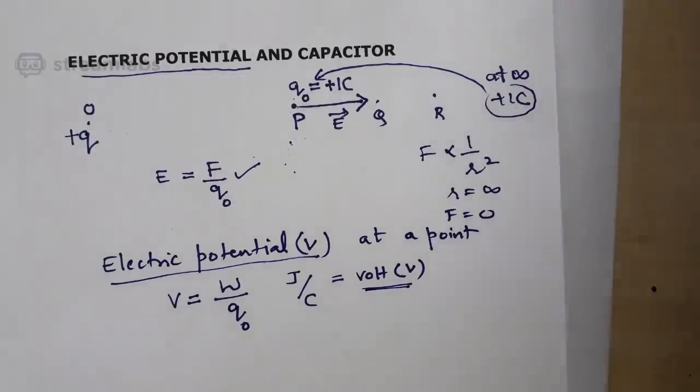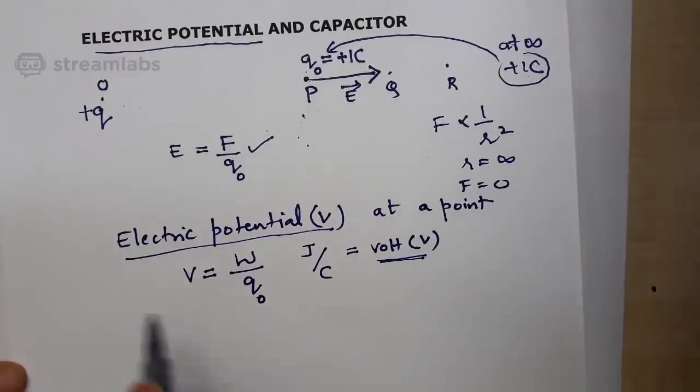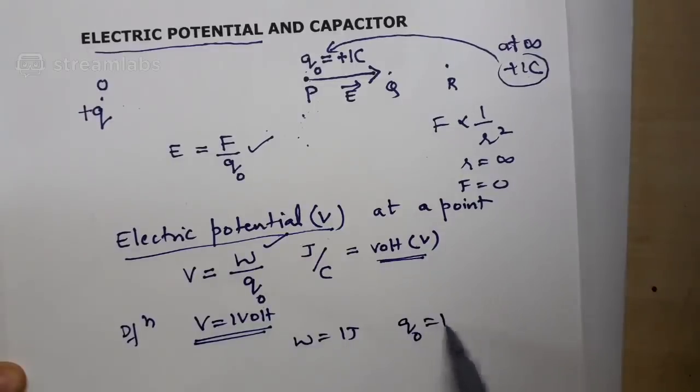So once you are able to define electric potential at a point, once you came to know about its unit, I think now it is very easy for you to define electric potential at a point as 1 volt. The question is how to define this electric potential at a point as 1 volt. You can just stick to the same formula, V is equal to W by Q naught, where you can assume W is 1 joule and Q naught is equal to 1 coulomb.